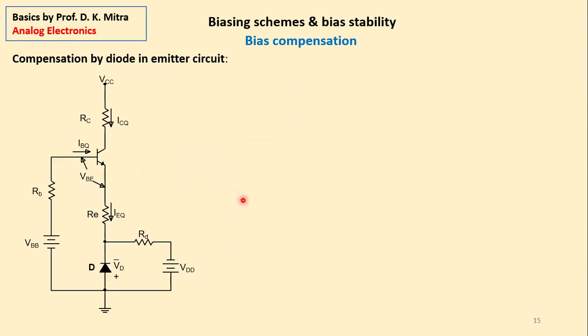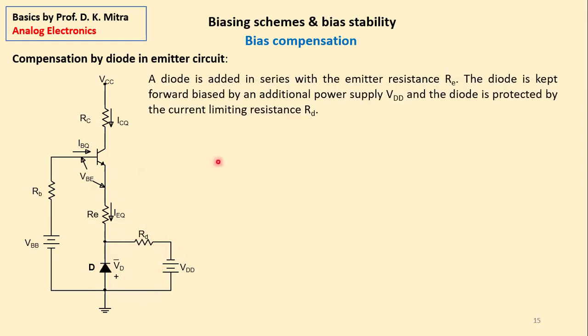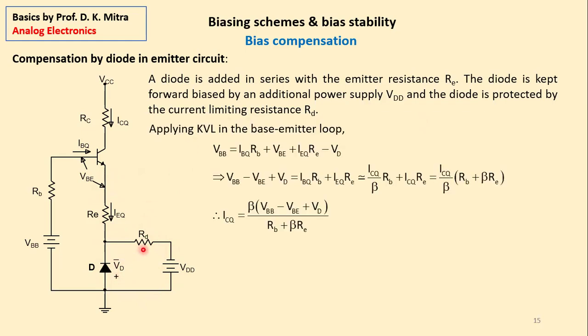Next type of compensation is by a diode in the emitter circuit. There is a diode here, but mind that this diode is in the reverse direction, in the reverse direction so far as IEQ is concerned. But the diode is kept forward biased by a negative supply here through RD, and current keeps on flowing through the diode through this negative bias. Now, how does it work? So RD is the current limiting resistance anyway.